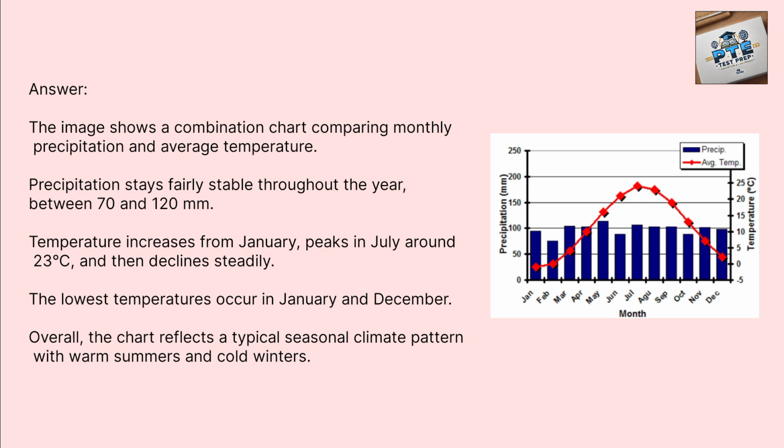The lowest temperatures occur in January and December. Overall, the chart reflects a typical seasonal climate pattern with warm summers and cold winters.